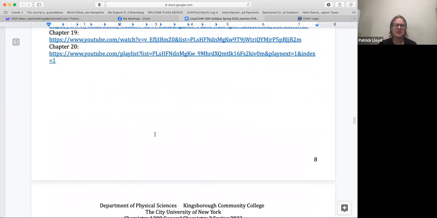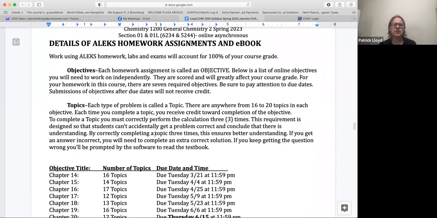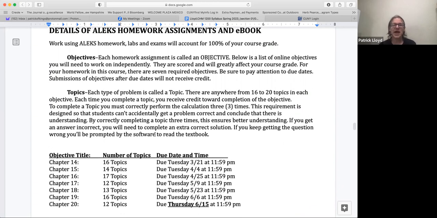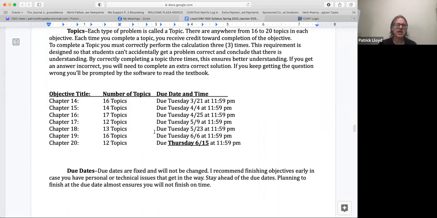Okay. Here's how ALEX works. You have what are called objectives. Objectives are homework assignments, so they have to be done by a certain date. Each objective is a particular chapter. Within an objective, you have several types of problems, which we might consider a homework problem, and those are called topics. If you look here, your objective title, chapter 14, 15, 16, 17, 18, 19, 20, these are the number of topics that you have for each of those objectives.